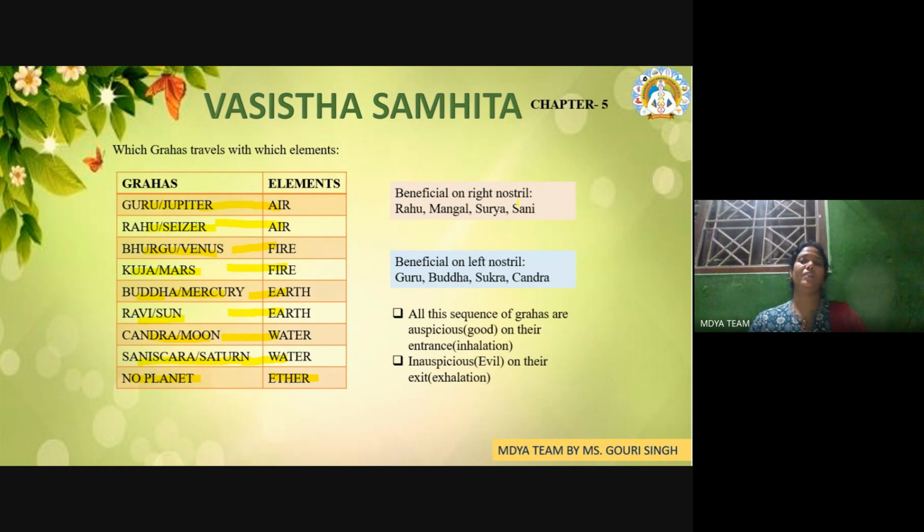And the beneficial on right nostril are Rahu, Mangal, Surya, and Sunny. And the beneficial on left nostril are Guru, Buddha, and Shukra, and Chandra. Okay. All this sequence of grahas are auspicious, means good, on their entrance, means inhalation. During inhalation, these are very good for all the activity as well as for the body. It is evil on their exit, when you are exhaling, at that time it will be evil. But it is not mentioned on what basis it is said to be evil, and on what basis it is said to be good. That is not mentioned in this Vasistha Samhita. Okay.